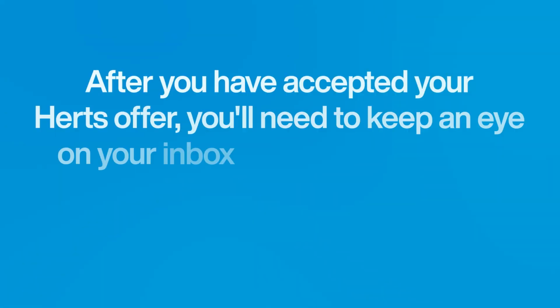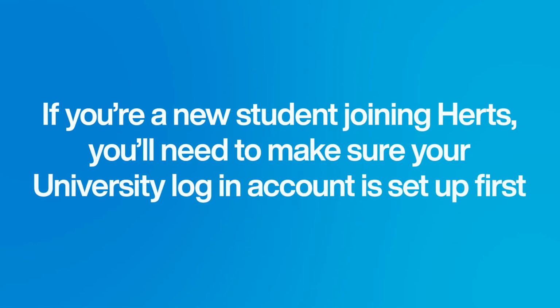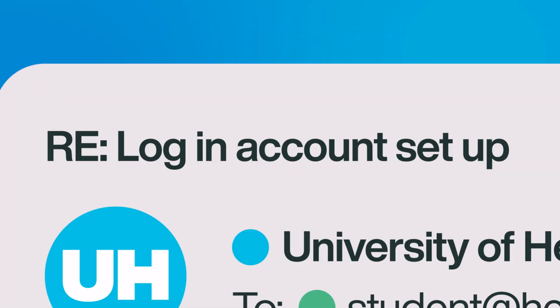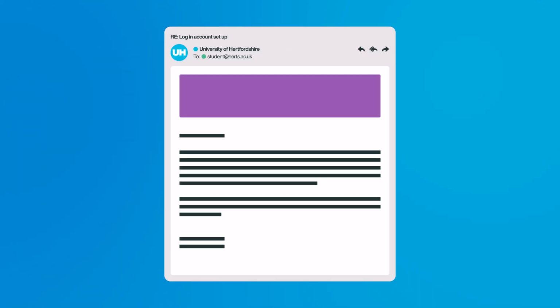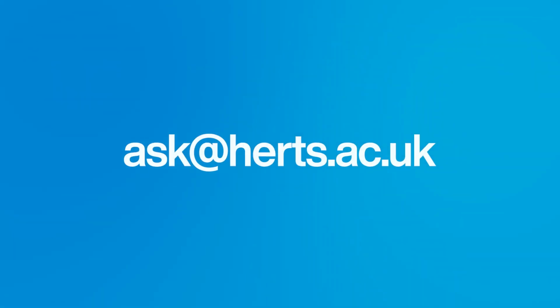After you have accepted your Hearts offer, you'll need to keep an eye on your inbox for your invitation to complete registration and become an official Hearts student. If you're a new student joining Hearts, you'll need to make sure your university login account is set up first. Have a look for an email we've sent you called Login Account Setup and keep the details in this email safe. If you already have a university account, check your junk and spam folders in case the registration email is waiting for you there.